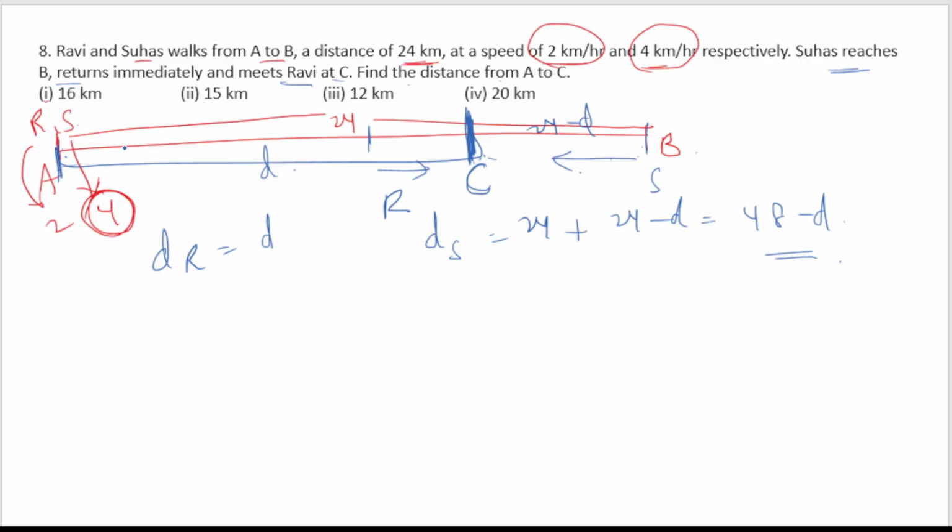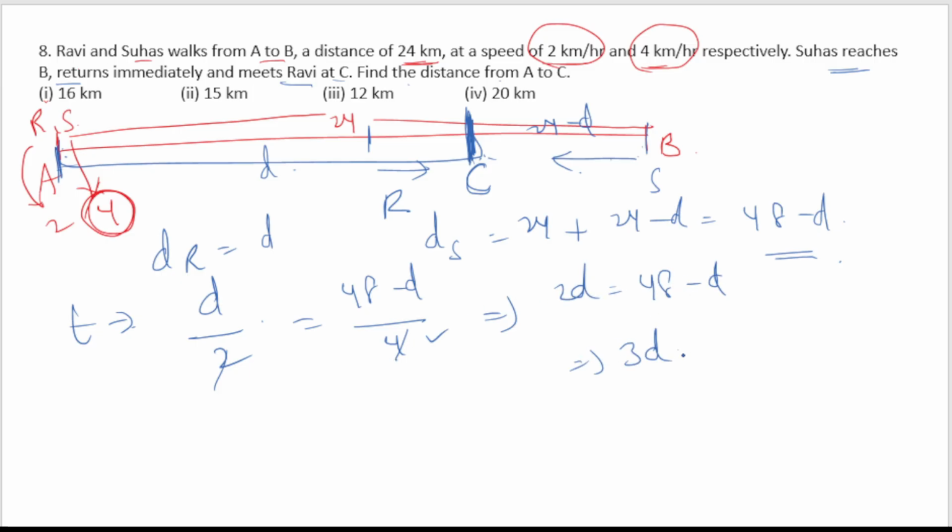And the time taken by both of them is same. So we will equate the time taken. Time taken is distance divided by speed. Speed of Ravi is 2, so D divided by 2 is equal to distance traveled by Suhas, 48 minus D divided by 4. Okay. So here 2 into 2, 2D is equal to 48 minus D. Here you have 3D is equal to 48 and D is equal to 16. Okay. The distance from A to C is 16 kilometers.